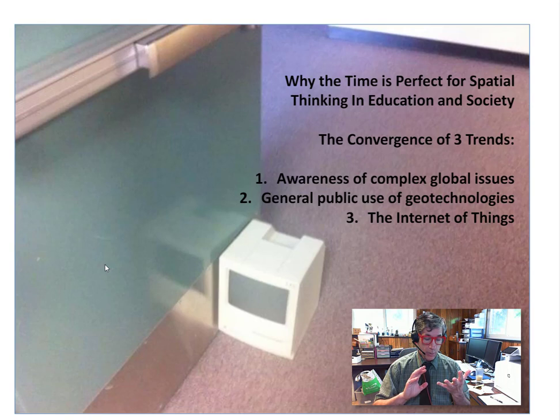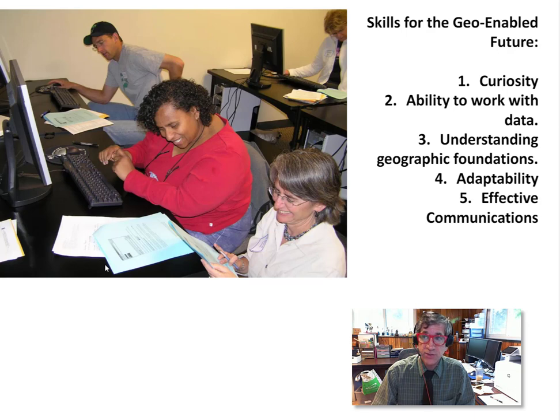Namely, I want to map it now or as near real time as possible. I don't care about the wildfire perimeters from 2 years ago, unless I'm doing post-mitigation cleanup still. So there's a case for that. But increasingly, people want to map it now or as near real time as possible. So these three trends are bringing us to a perfect time to value spatial thinking in education and society.